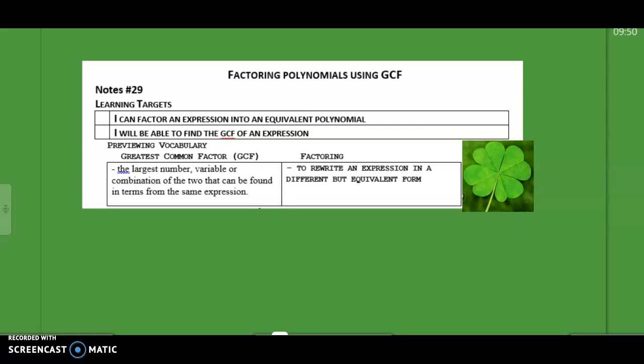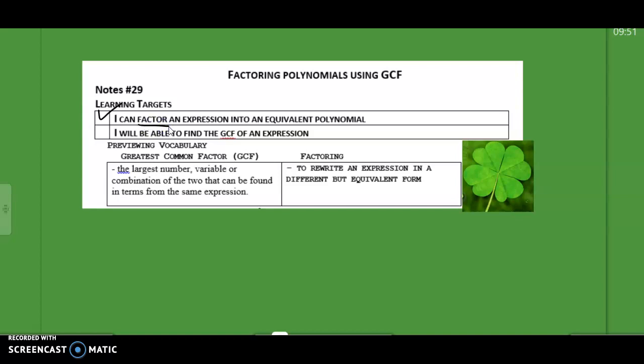All right. Our learning targets for today are for you to walk out of here with the ability to factor an expression into an equivalent polynomial. A lot of fancy words there, but basically we're just going to be doing everything that we've done already backwards. And that's what the word factor means, to undo the multiplication process.